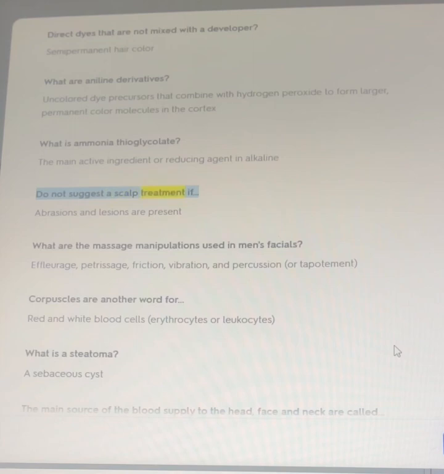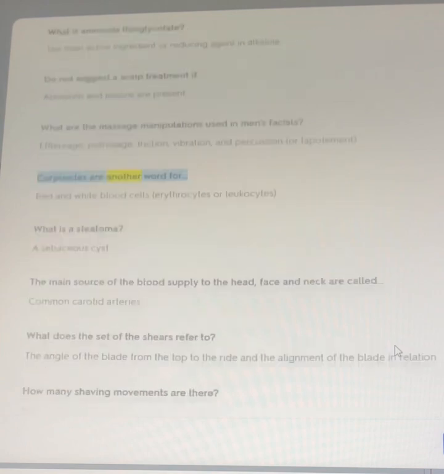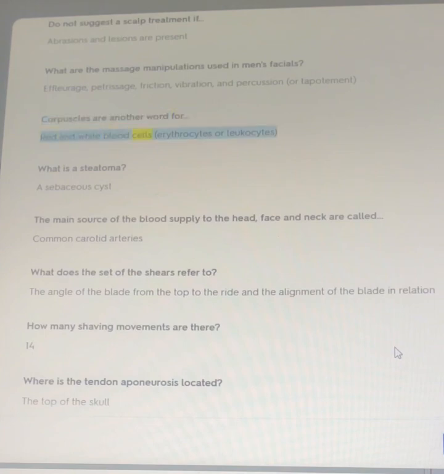Do not suggest a scalp treatment if abrasions and lesions are present. What are the massage manipulations used in men's facials? Effleurage, petrissage, friction, vibration, and percussion, or tapotement. Corpuscles are another word for red and white blood cells, erythrocytes and leukocytes. What is a steatoma? A sebaceous cyst.